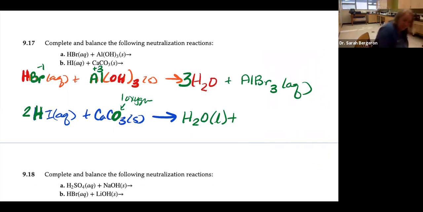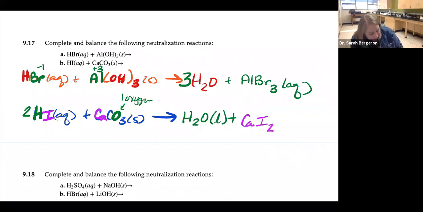There it goes. Okay. So I make water, and what else do I make? I make my salt. So where's my salt? I have a metal here, calcium, and then I have an anion there. So calcium is a +2, iodine is a -1. So that would be CaI2, and that is aqueous. But wait a minute. I have a carbon and I have 2 oxygens left. What can I make with that? Carbon dioxide gas. Kind of cool, right?